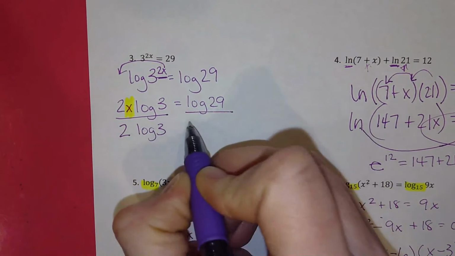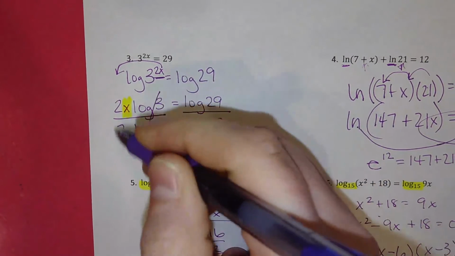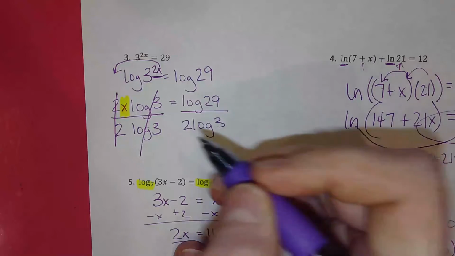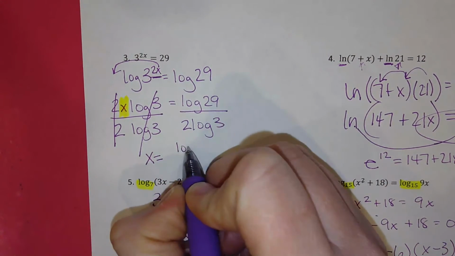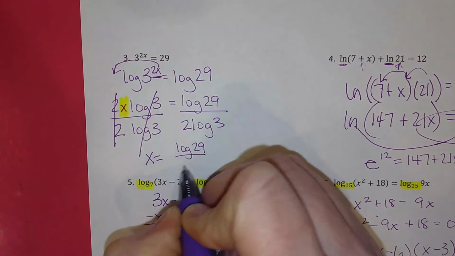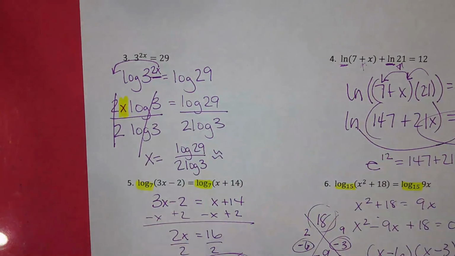And do the same thing on this side over here. 2 log of 3. When I do that, values cancel out. So I'm left with only x. X equals, and it equals everything on this side. Log 29 divided by 2 log 3. Now that's an exact answer, and I want an approximation.